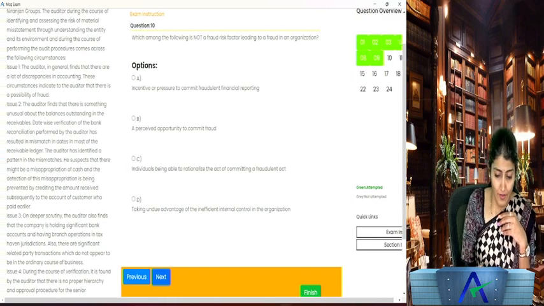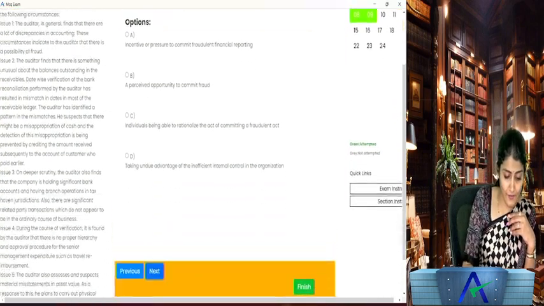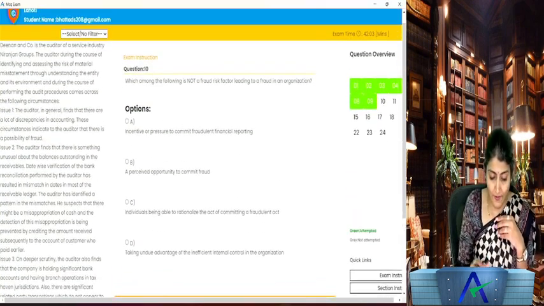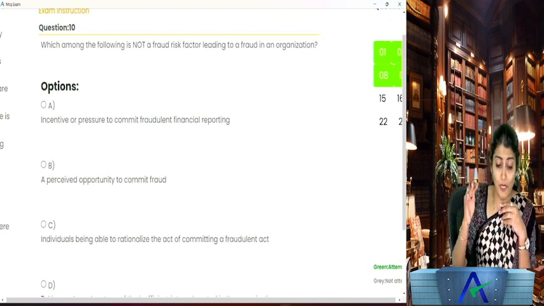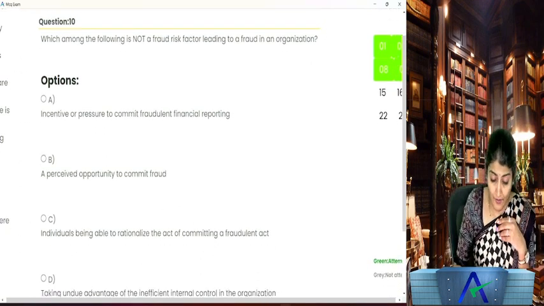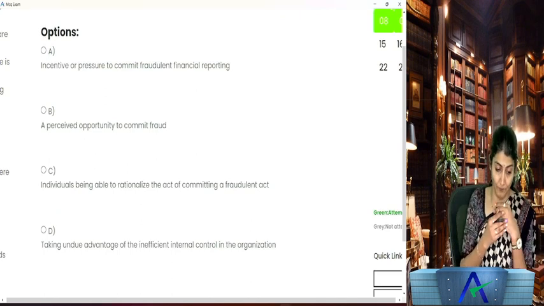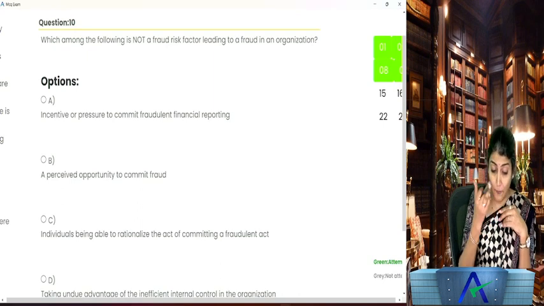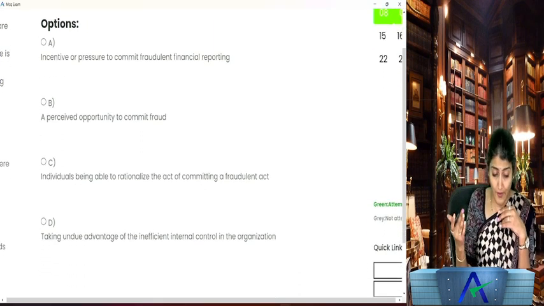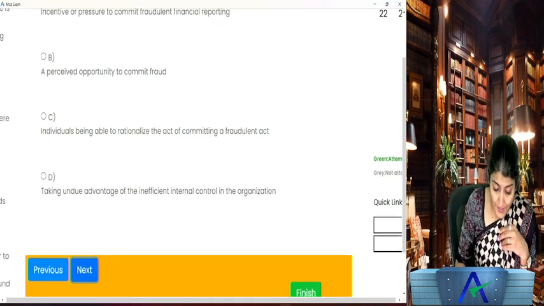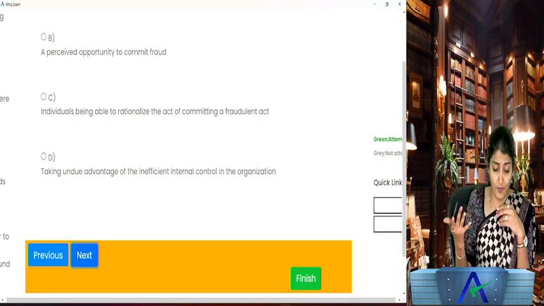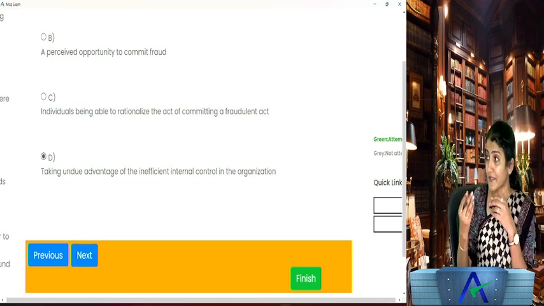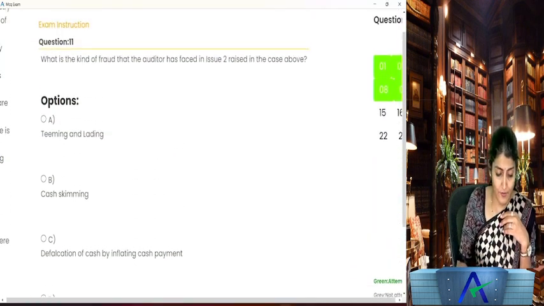Look over here. For the integrated case studies, on the left hand side the entire story has been given, and then the options have been given over here. Which among the following is not a fraud risk factor relating to fraud in an organization? Incentive or pressure, is it a fraud risk factor? Yes. Perceived opportunity to commit a fraud? Yes. Individuals being able to rationalize the act of committing a fraud? Yes. And taking undue advantage of the inefficient internal control as such does not come in the list of the fraud risk factors. Okay.